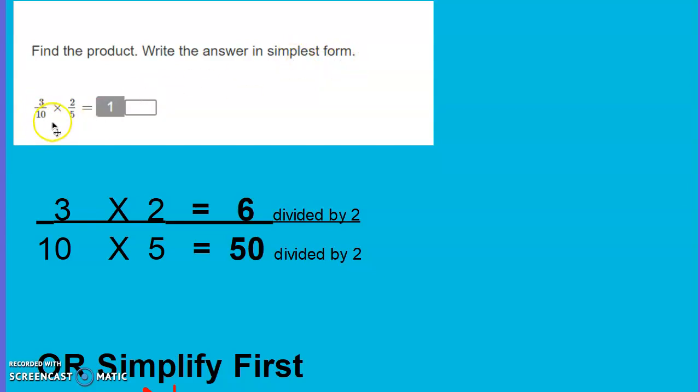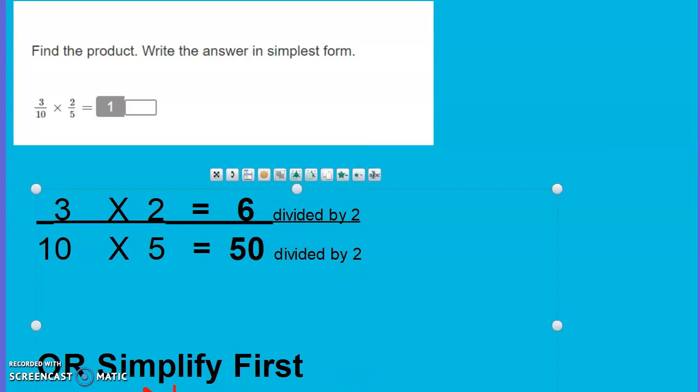So we have 3/10 times 2/5. Well, our numerator is 3, our denominator is 10. We take these two numbers and we multiply the two numerators together. We have 3 times 2 equals 6. Then we take our two denominators and multiply the 10 and the 5 together and we have 50. Then we would divide these by 2. Or we can simplify it first.